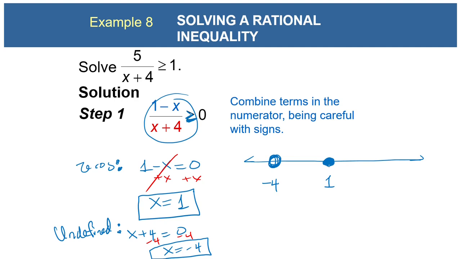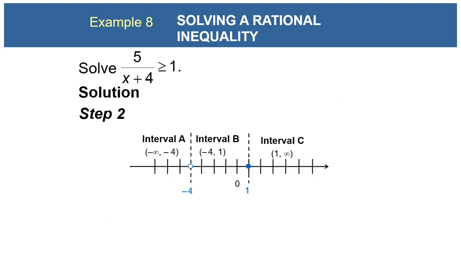1 is included because of this symbol, greater than or equal. Negative 4 is not included because it's undefined. So anything that's undefined, make sure you use an open circle because it's not part of our solution. Again, we have an open circle at negative 4 because it's undefined there. We have a closed circle at 1 because it's included, it's greater than or equal.